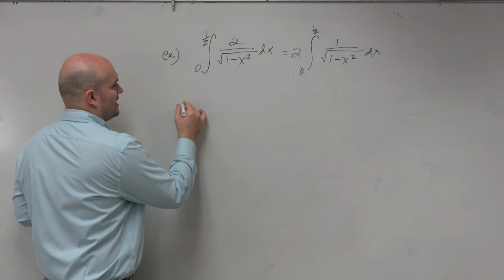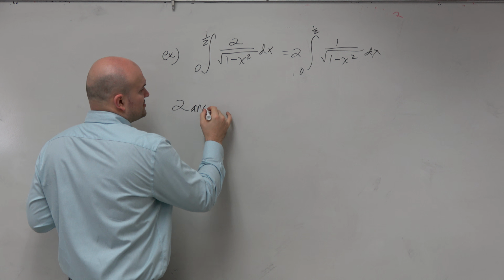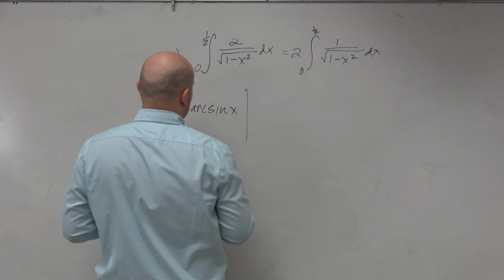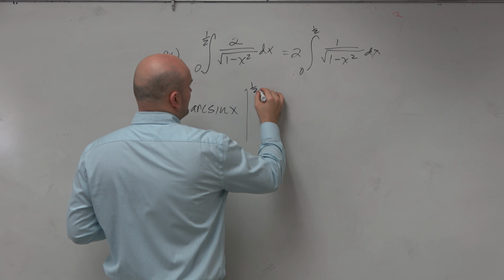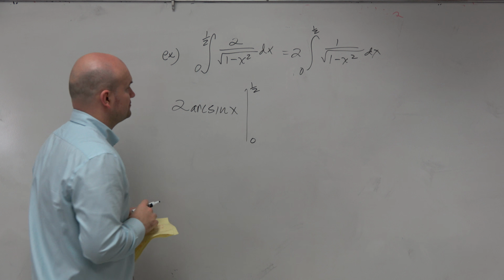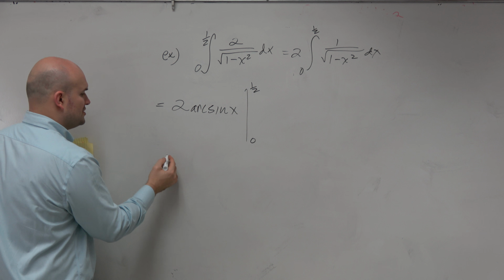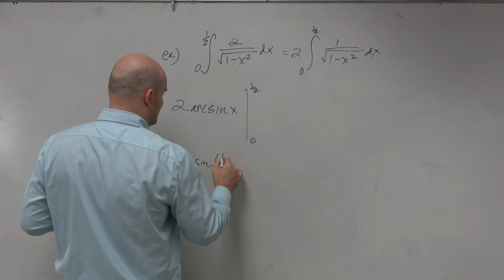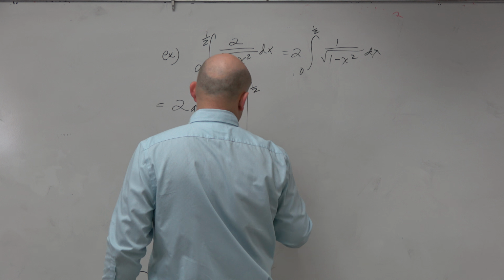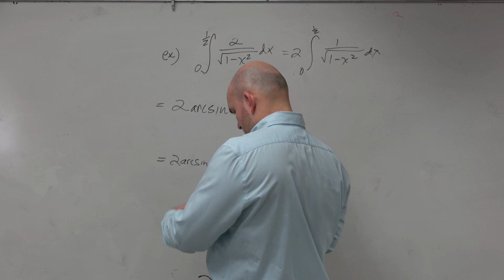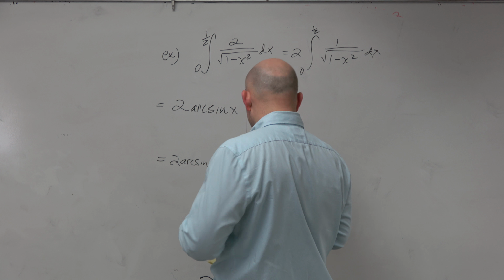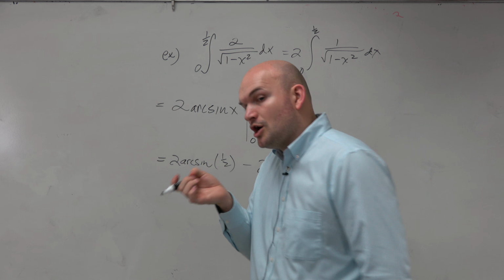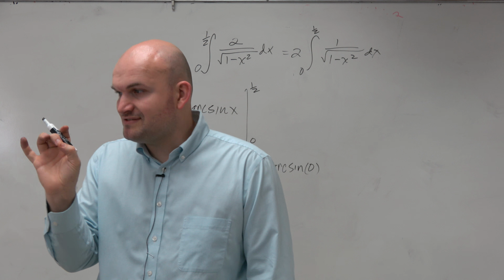So therefore, basically, I have 2 times, I'm going to use arcsine of x. And I'm going to evaluate that from 1/2 to 0. So therefore, that's going to look like 2 arcsine of 1/2 minus 2 times arcsine of 0. OK. So remember, guys, arcsine is basically saying the sine of what angle gives me 1/2.